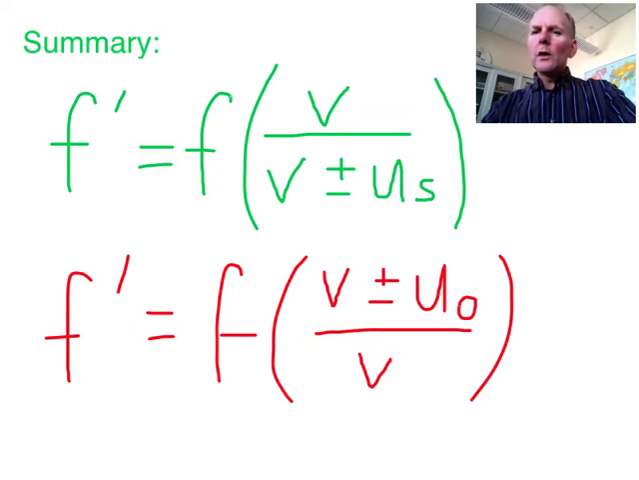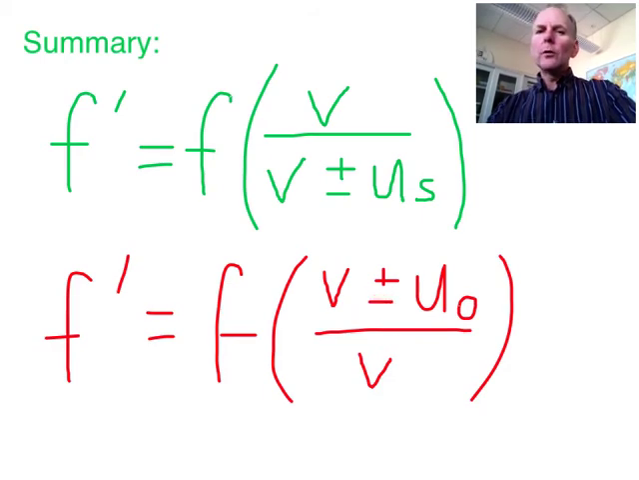So in the first equation we use a negative sign when the sound source is approaching us, giving rise to a higher frequency. When the sound source is moving away, we use the positive sign, giving rise to a lower frequency. In the second equation, when the person is running towards the sound source, we use a positive sign, again giving rise to a higher frequency. And when the person is running away from the sound source, we use a negative sign, giving rise to a lower apparent frequency.